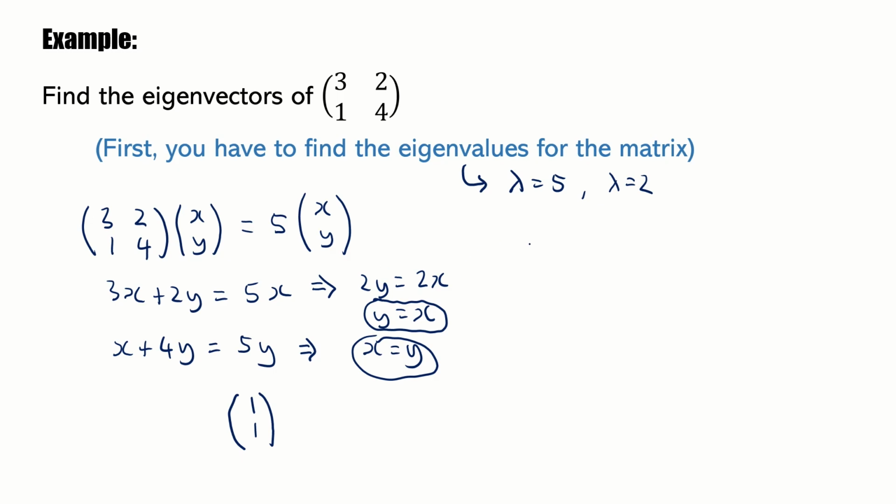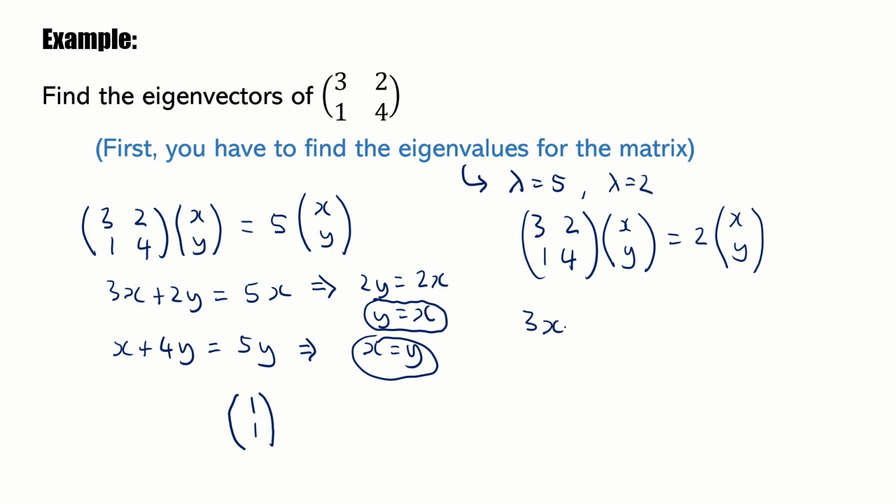We also need to find the eigenvector for the eigenvalue of 2. So repeating that process with the eigenvalue of 2, set the matrix times xy equal to that eigenvalue times xy. Multiplying out those matrices, we get 3x plus 2y must equal 2x by doing the top row, and then doing the bottom row, we'll get x plus 4y is equal to 2y. As I mentioned, technically a lot of the time you wouldn't have to do both of these, but again, if you just want to check and be doubly sure, then by all means do it. It's good practice.